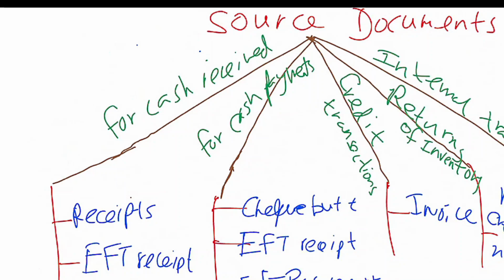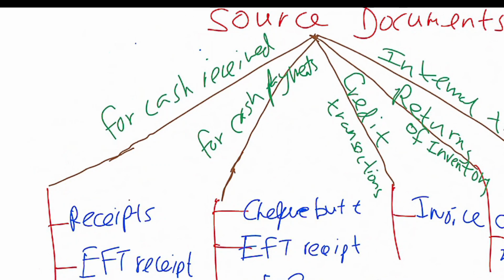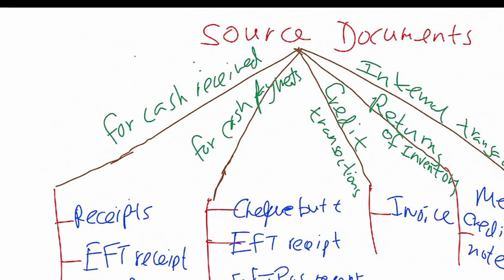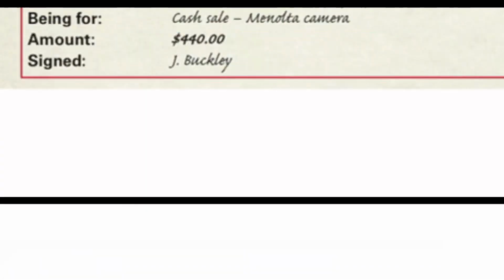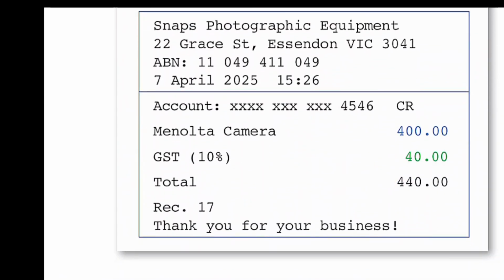So for credit transactions we have an invoice, and if we are the buyer, it will be which invoice? Purchases invoice. If you are the seller, sales invoice. And then for returns, credit note, and for internal transactions, memo. Okay. So these things we discussed.